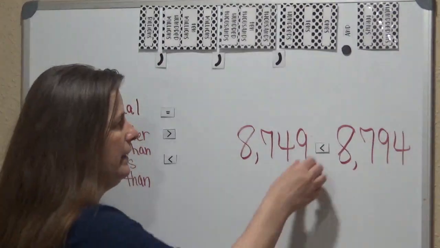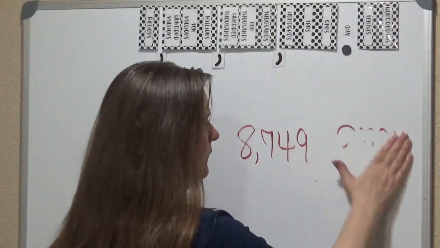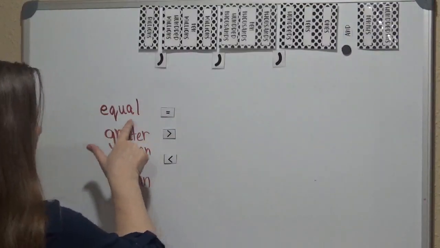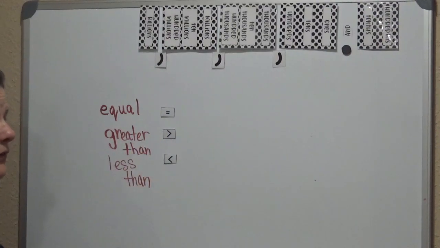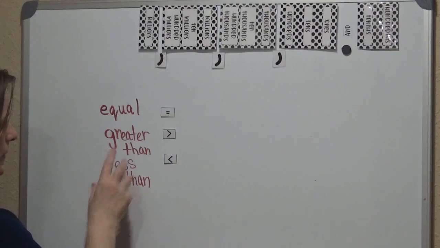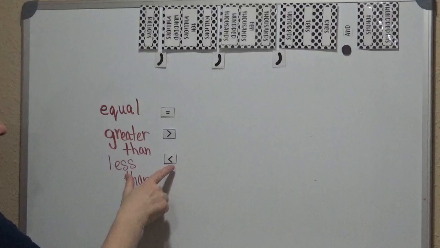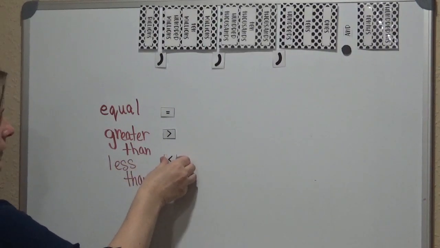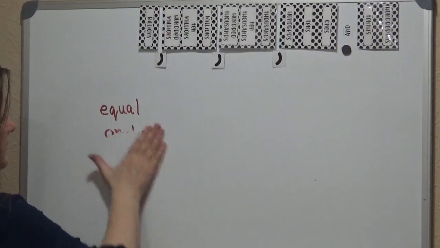Now, sometimes they will have several numbers trying to trick you. So when that happens, I'm going to go ahead and take this away. Equal means same amount. Greater than means Pac-Man is eating the larger number. Less than, the arrow is pointing towards the smaller number. Let me go ahead and erase this.